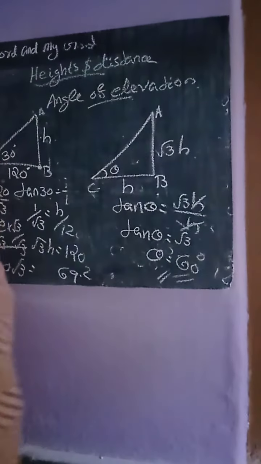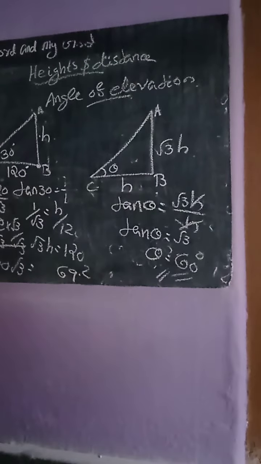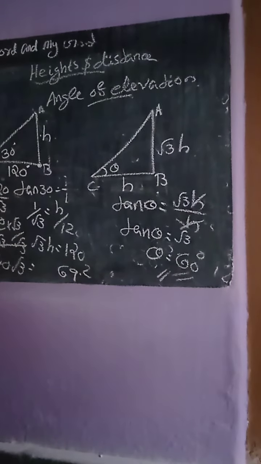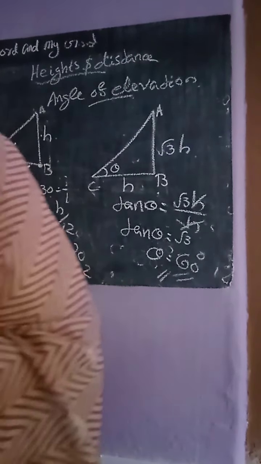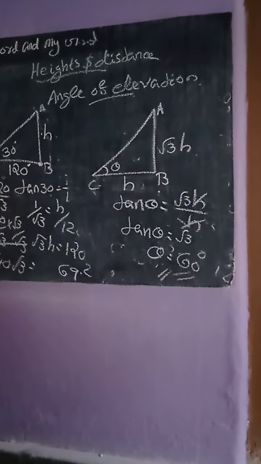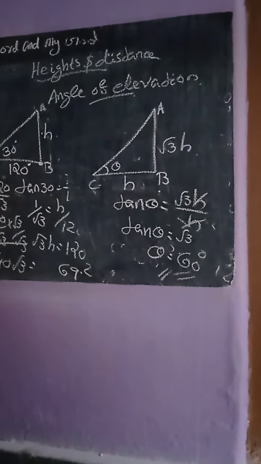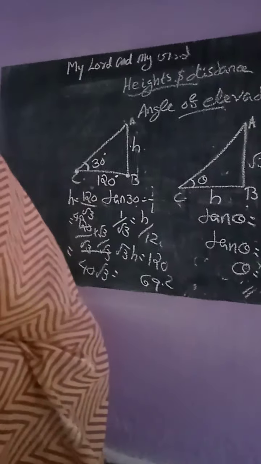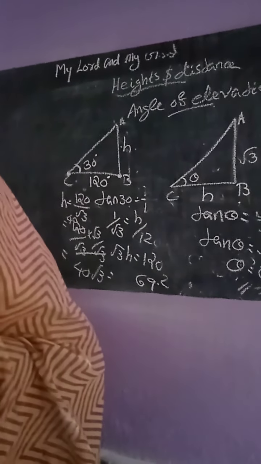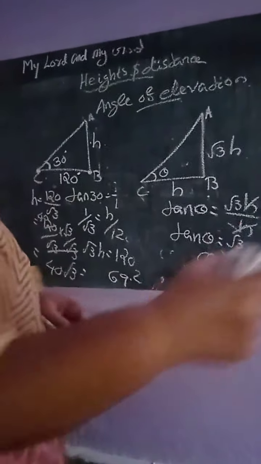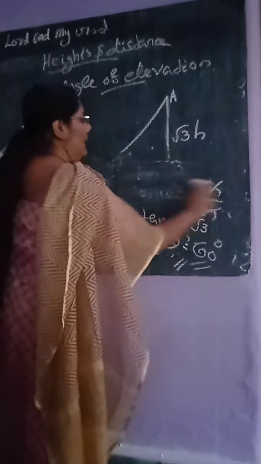Then write one more question. A kite is attached to a string. Find the length of the string when the height of the kite is 60 meter and the string makes an angle 30 degree with the ground.